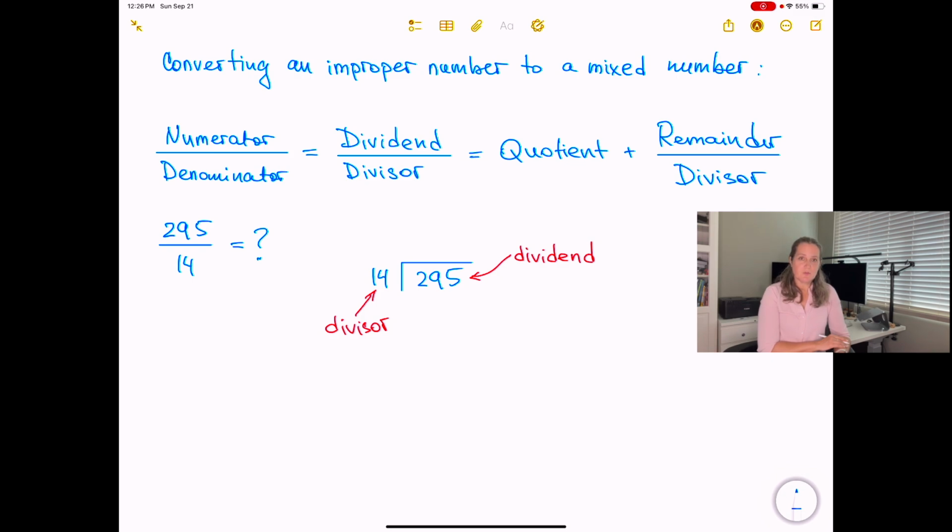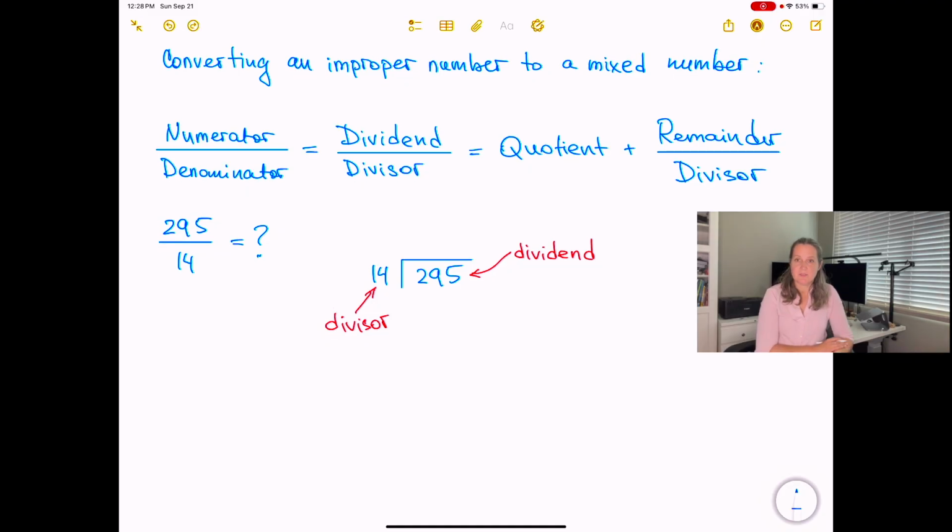Recall that we know how to convert an improper number to a mixed integer. For example, we have 295 divided by 14. This is an improper number because 295 is clearly larger than 14. Doing long division, we can rewrite this fraction as a quotient plus a remainder that is smaller than the divisor. Doing the long division means figuring out how many times 14 will fit into 295.